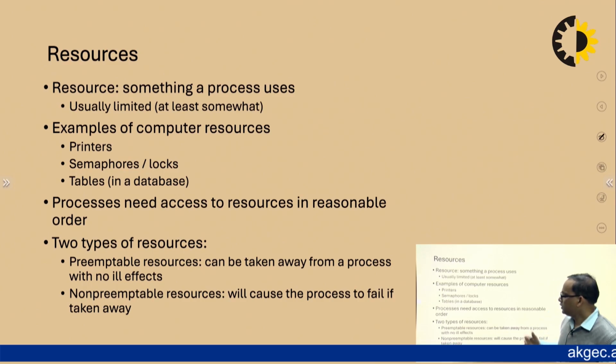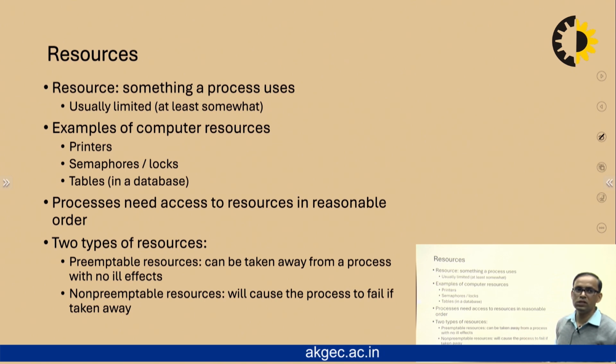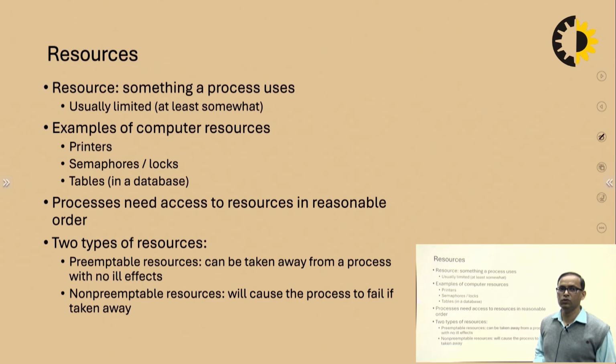Okay. In case of preemption and non-preemption, we can classify the resources in two types. First one is the preemptive resources. Preemptive resources are basically those resources which can be taken away from a process with no ill effect. It means whenever we take the resources from the process forcefully, it doesn't affect the working. That may be the preemptive resources.